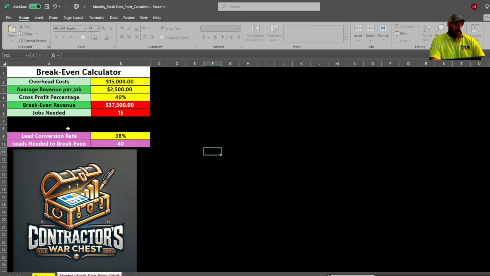So let's keep on going down here a little way. So lead conversion rate. That is how many leads does it take? How many phone calls do you get in order to get to 15 jobs a month? That's what this calculates. So at a 38% conversion rate, and you can raise this if you are up to, say, 40% conversion rate, you can change the numbers.